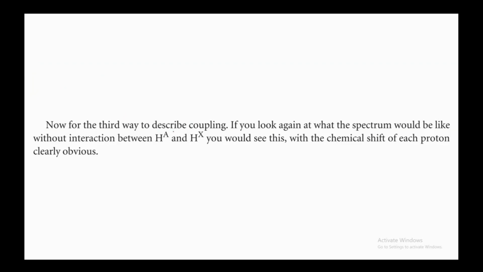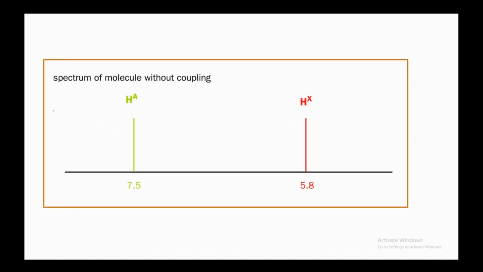Now for the third way to describe coupling, look again at what the spectrum would be like without interaction between HA and HX. You would see this, with the chemical shift of each proton clearly obvious. So this is HA, the spectrum of the molecule without coupling, a single line, and this is HX without coupling, a singlet.